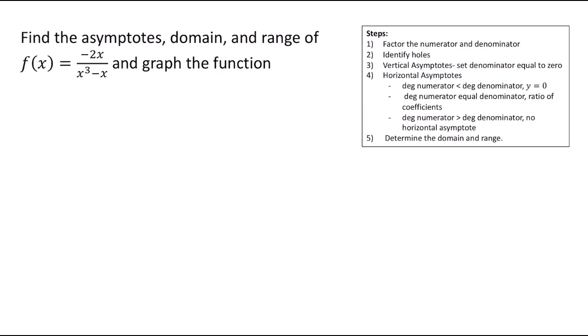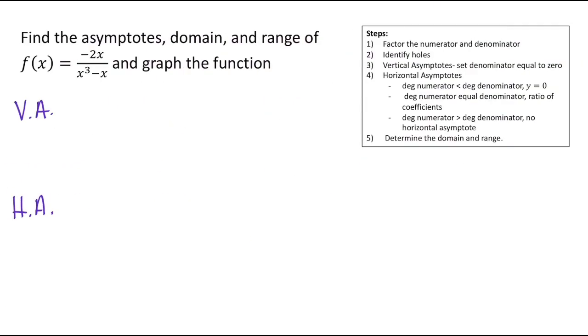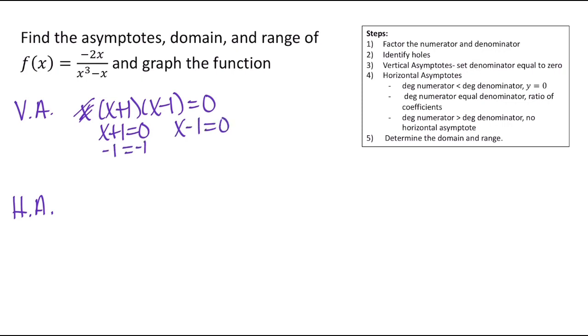Now let's figure out the vertical and horizontal asymptotes. For the vertical asymptote, remember, we factor the denominator and set it equal to 0, but we leave out any factors that were in our hole. So we have x times x plus 1 times x minus 1, but we leave out that factor of x because that's where we had a hole in the function. We just set each of these other factors equal to 0. When we do that, we end up with, here we have x equals negative 1.